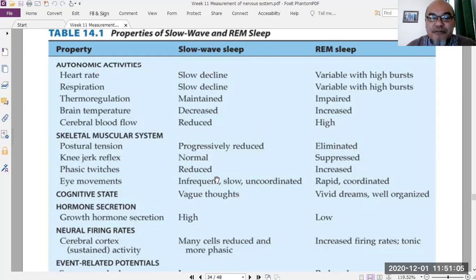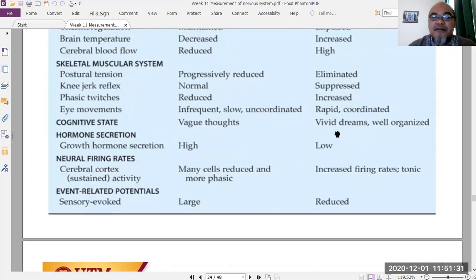See, eye movement during REM sleep is rapid, very rapid. Your eyes will move here and there, but coordinated. While during slow wave sleep, before deep sleep, it is still infrequent and slow. In the cognitive state, you have fake thoughts, just before deep sleep. When you go into the REM stage, you will experience dreams, vivid, clear dreams.